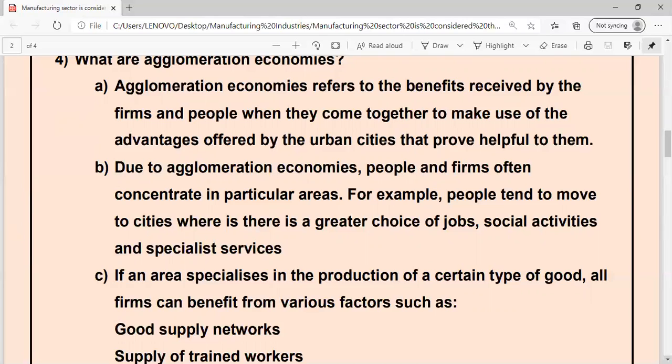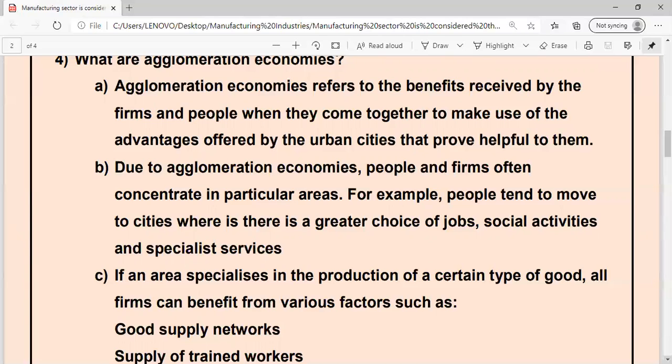So because of one particular economic activity, how many advantages a particular place is getting, how many achievements, or you can say how many merits a place will have. That is what we call agglomeration economies. There are a lot of economic activities concentrated in a particular area.